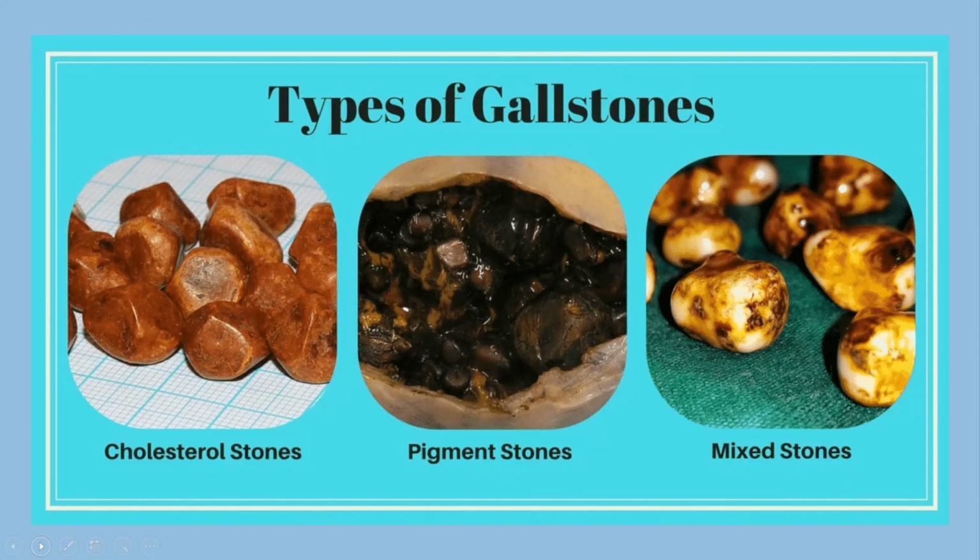So here in this picture, you can see the three types of gallstones. We have cholesterol stones that are usually in yellow color. We have pigmented stones, which are usually in black color. And in case of mixed stones, we have different types and different color variety.